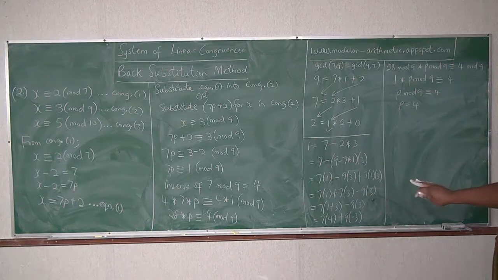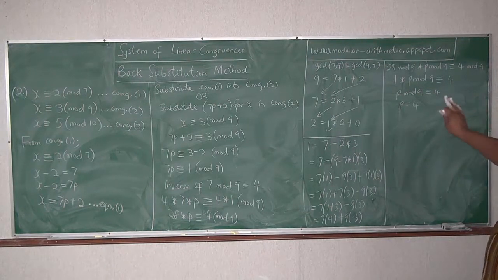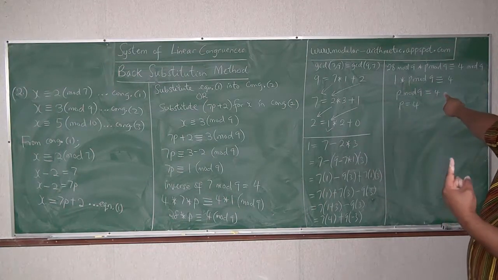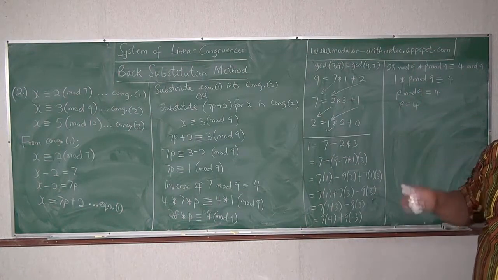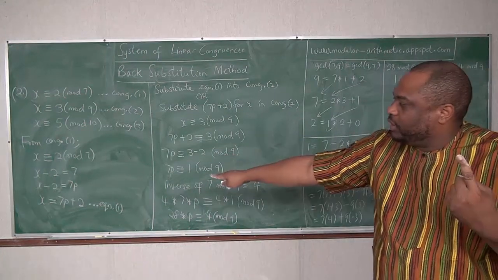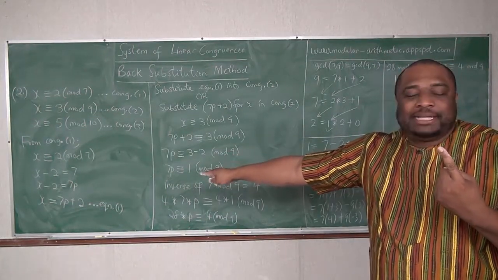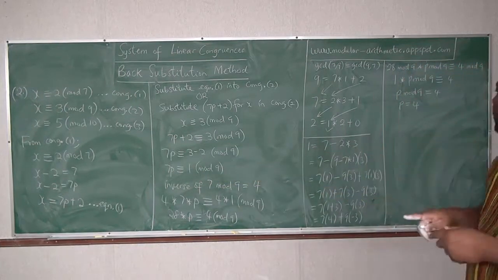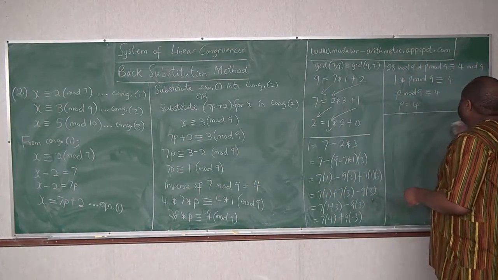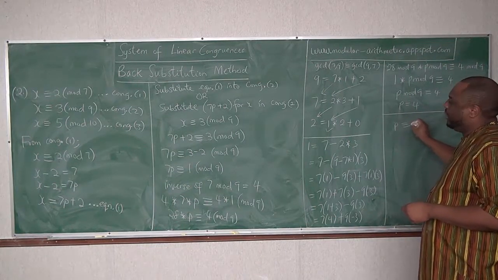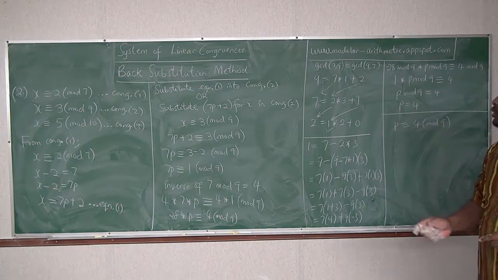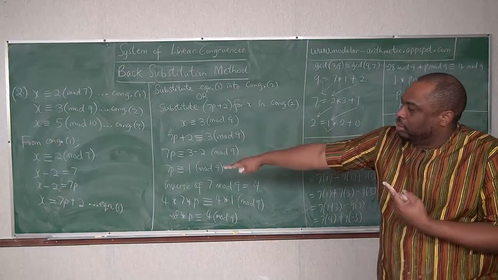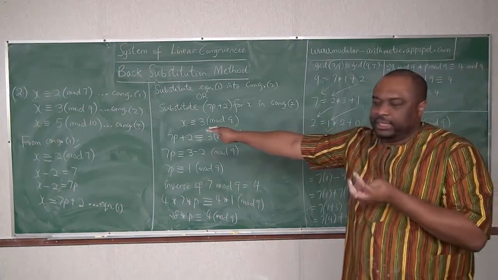When you come here, that is not two linear congruences, you have to go back to do this as an equation in P. You see how we did this as an equation in X? We have to do this as an equation in P. So what we have to do now is this. We have to say P is congruent to 4 in mod 9. So please do not go and substitute, because you have not used the third congruence.